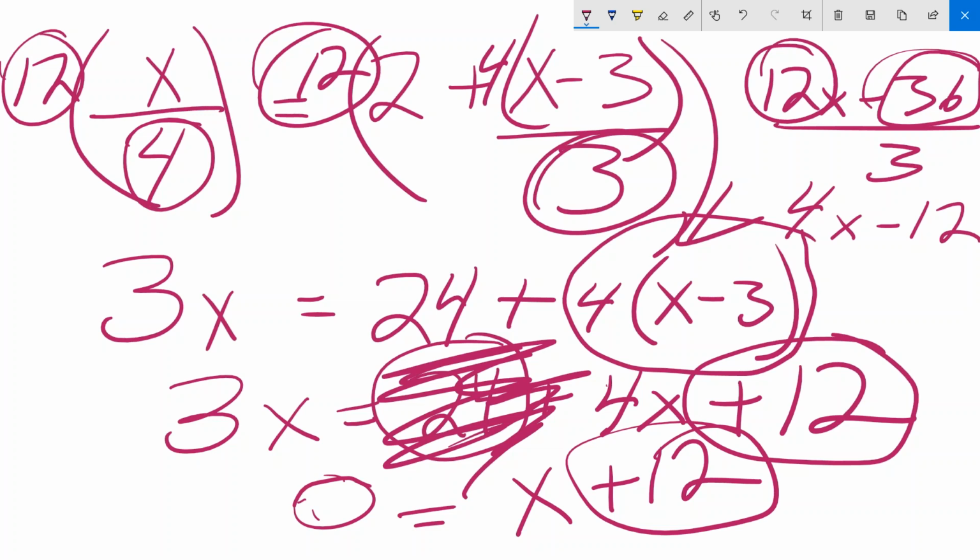So what's my final solution? It would be 12 equals x. Nope. I got 0 equals negative x plus 12. And you're solving for x. Isolate that. Get rid of anything that's with that. So negative 12 equals x. Yep. That's it.